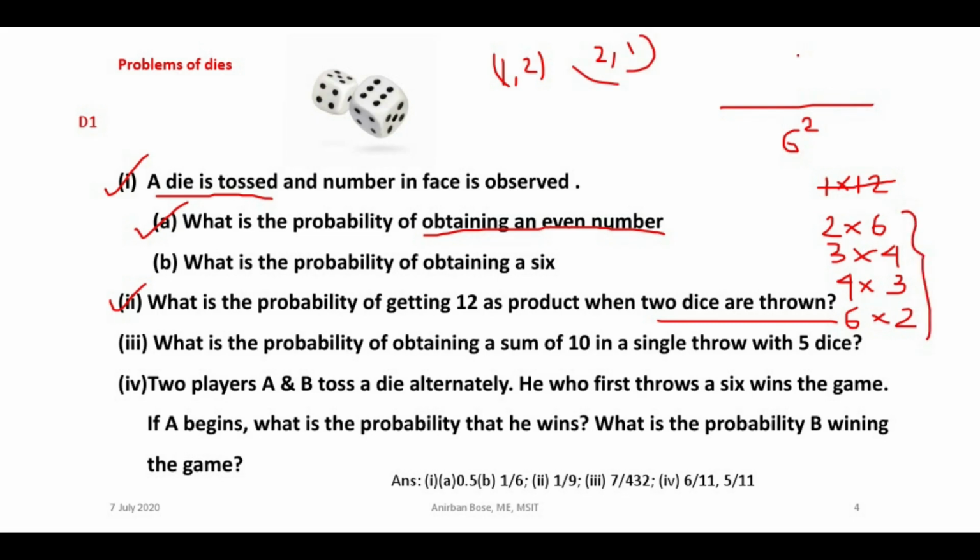So how many such cases are there where 12 is the product? 1 2 3 4. So the favorable cases are 4. So 4 by 36 is 1 by 9. So that is the answer. Now coming to the next problem.